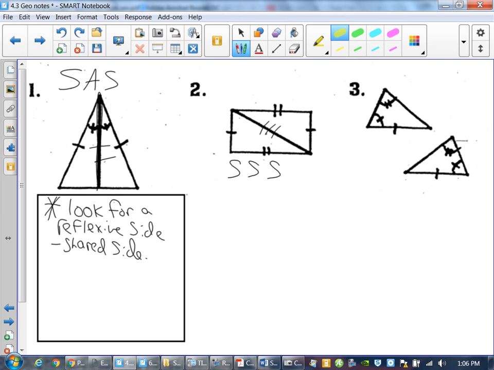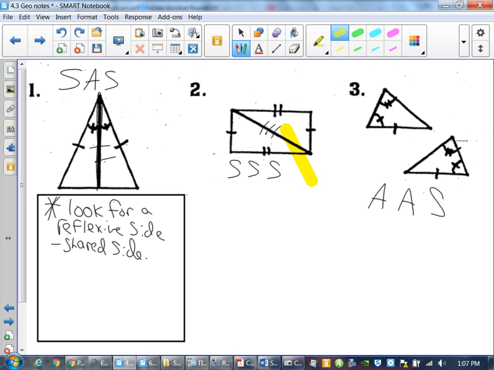You have 2 angles and then a side opposite. It's angle, angle, side. Why is the side angle or angle? It's the side between the 2 angles. That's why. You're basically picking a spot.